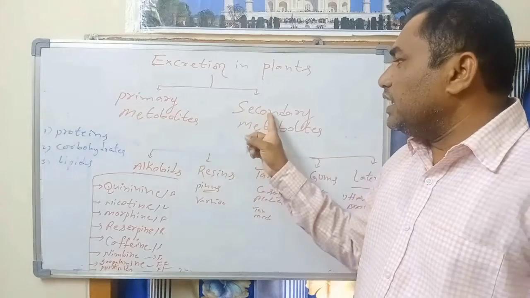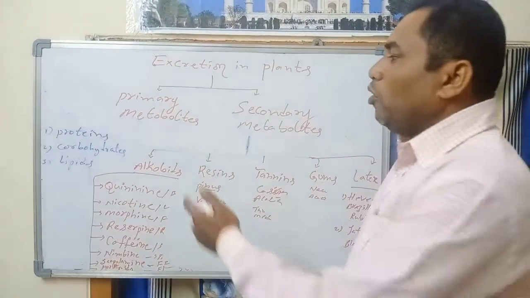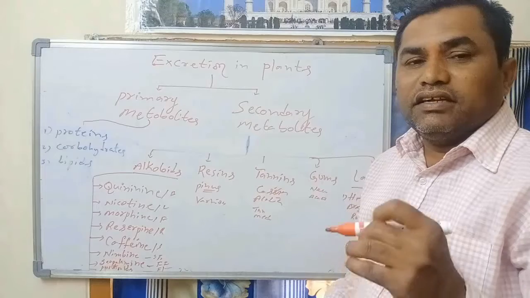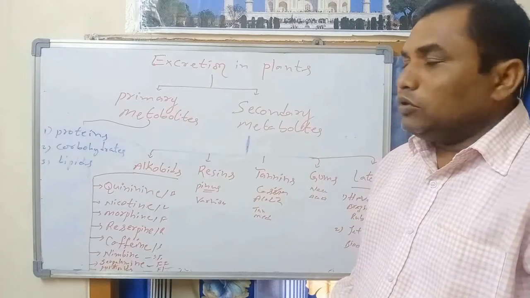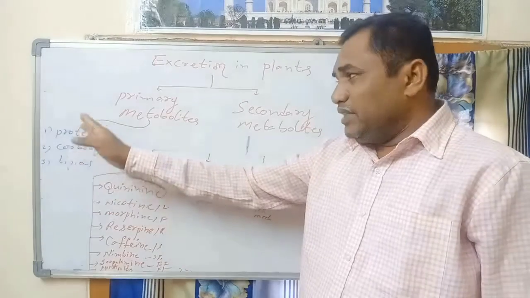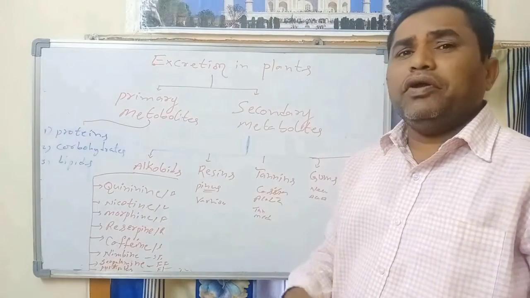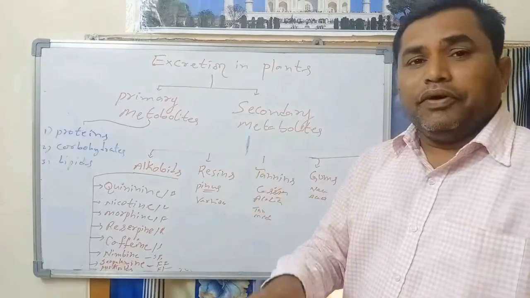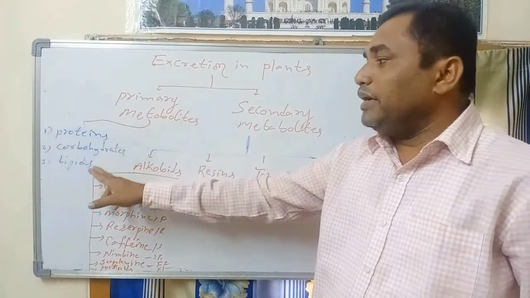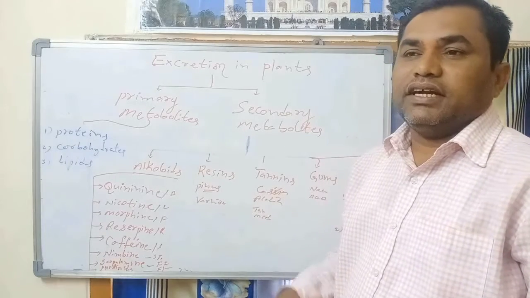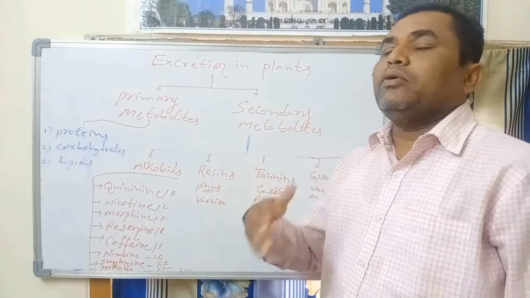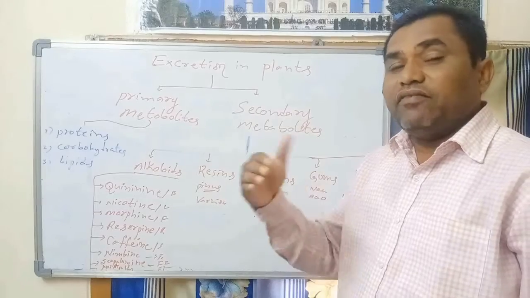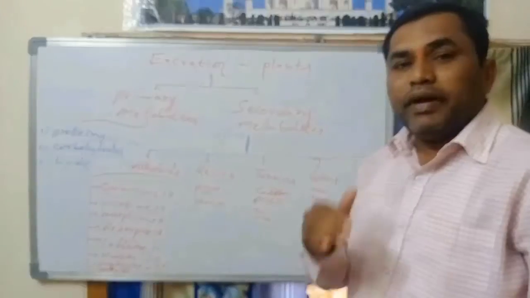Primary metabolites, secondary metabolites. Usually the primary metabolites are proteins, carbohydrates, lipids and other fats, minerals, vitamins. So these are the primary metabolites. Why do they produce these primary metabolites? For the growth and development of the plants. But here plants also excrete another type of material called secondary metabolites.